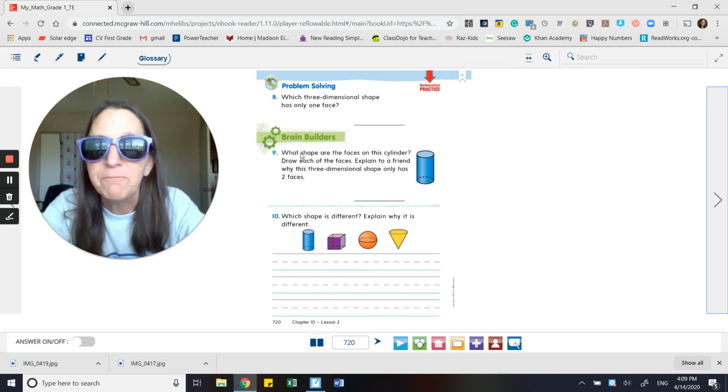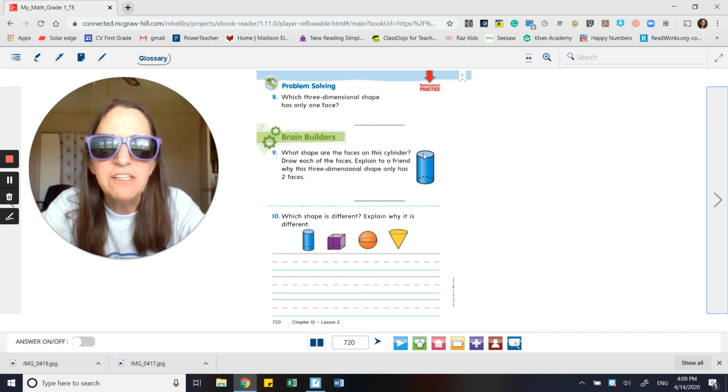And then my brain builder. What shape are the faces on this cylinder? What 2D shape do you see there? Tell me how you know, okay? Draw those faces on here for me.